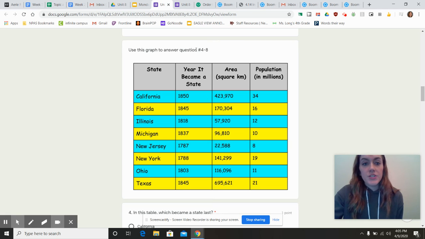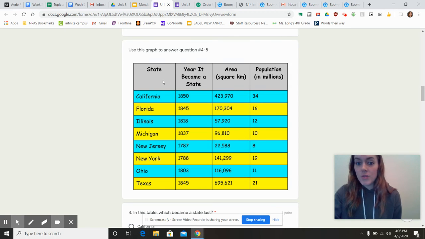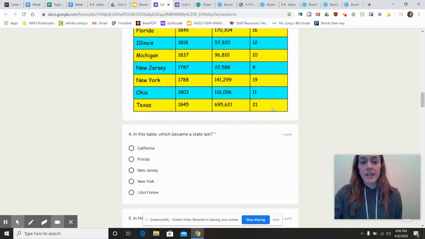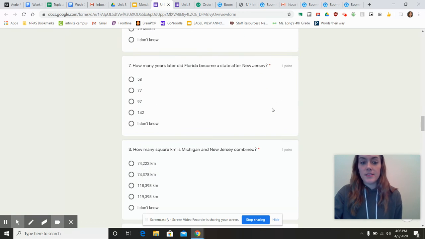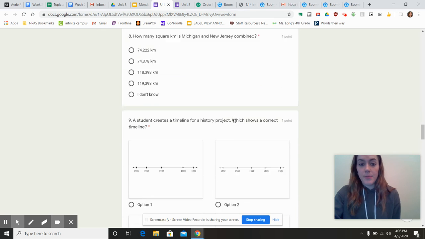For instance, this question, it says use this graph. So you're using this table to answer the questions 4 through 8. So there's 5 questions based only on this table of when all these states became a state, their area, and their population. So you're going to answer questions 4 through 8 on that table.